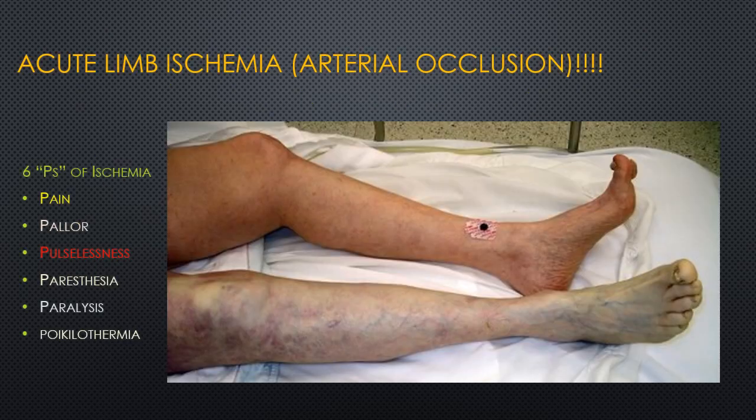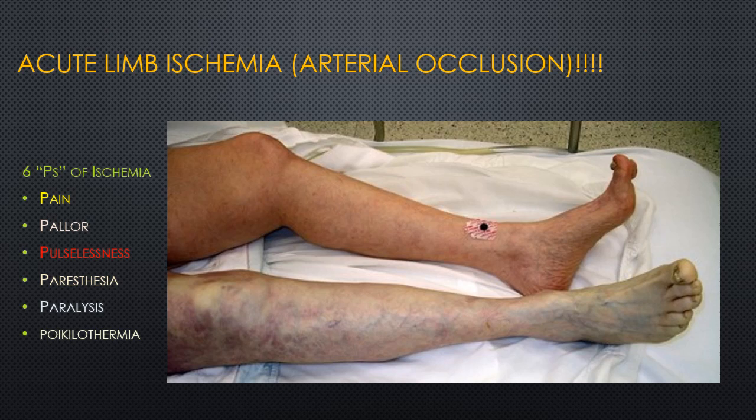perfusion. The thing that we're really monitoring for when we go in and we're doing our distal CSMTs, right? So color, sensation, mobility, and temperature is kind of the worst case scenario. So when you're thinking about what is it that I'm looking for, well, that right leg on the screen is what you're looking for. So you're looking for the 6 P's of ischemia or acute arterial occlusion.